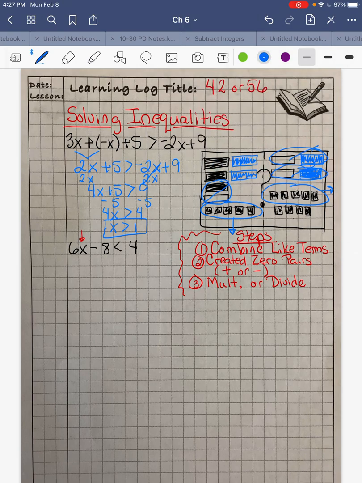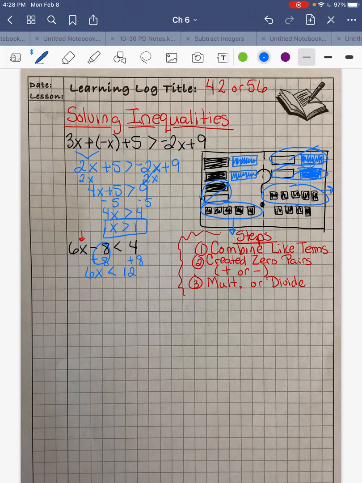So first thing I want to do, combine like terms, that didn't happen. Create some 0 pairs, which is adding and subtracting. I can add 8 here. So that means I have to add 8 to the other side. Got to always do the same thing to both sides because that made 0 pairs right there. So now I have 6x is less than 4 plus 8 is 12, right?